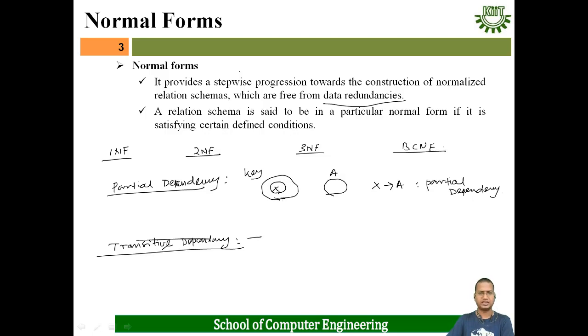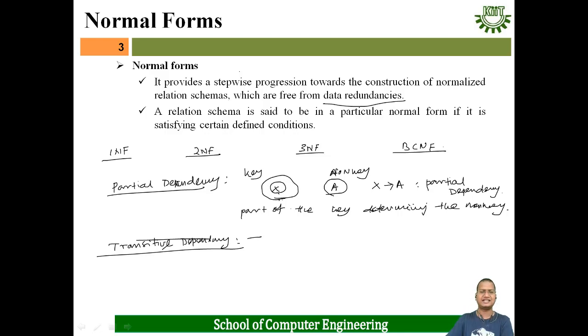Suppose this is the whole key set and X is a part of the key, and if this X is determining a non-key set, suppose A is the non-key set. A part of the key functionally determining a non-key is known as partial dependency. Whenever the full key determines the non-key, then we cannot call it partial dependency. Partial dependency means part of the key determining a non-key.